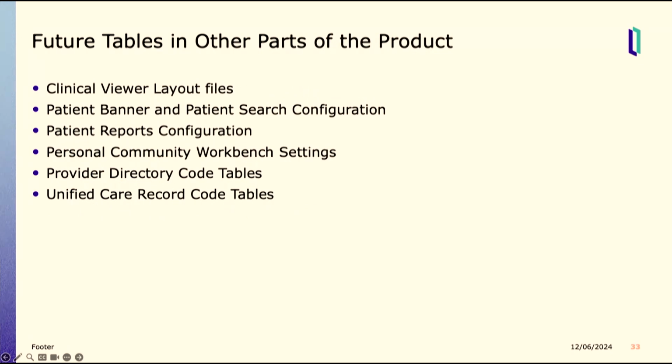Beyond the registry, though, we do have other parts of the product that have configuration. So there's a clinical viewer, the layout files, there's the patient banner and patient search configuration, the reports, which is a relatively new feature that was spoken about at other sessions. Personal and community has the workbench, then this provider directory has its own code tables, and even unified care record has its own version of code tables.